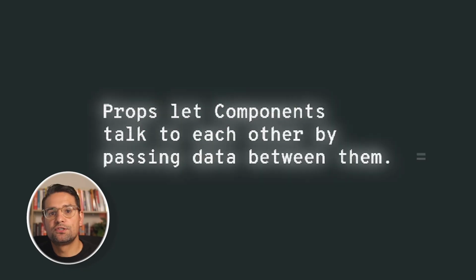If state is what gives components memory, then props are what let components talk to each other by passing data between them. Props basically stands for properties. It's just a fancy way of saying we're giving this component some custom information to work with. And you've already seen this idea before, long before you touched React.